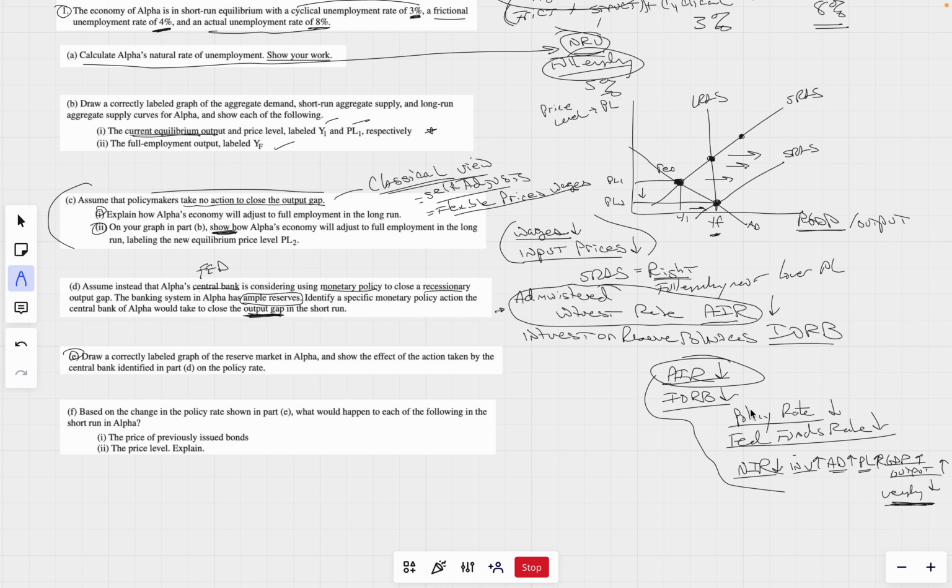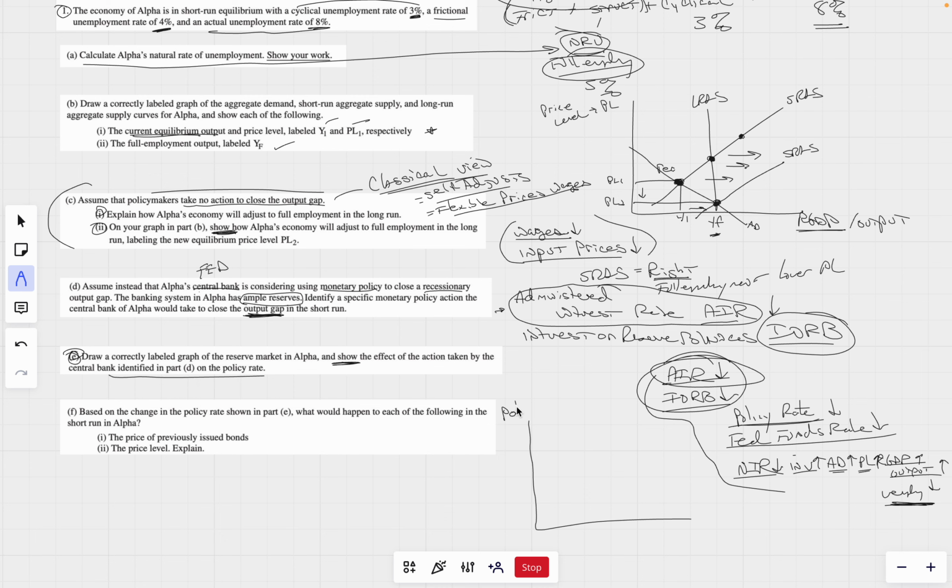But if we had to explain, let's go into it for a second. Again, the Fed would lower the administered interest rate or the IORB. Either one of these goes down, they're going to lower the policy rate. And we're going to draw that graph right now. In essence, it looks like this. This is our reserves graph. Let's read it. Draw a correctly labeled graph of the reserve market and show the effect of the action taken by the central bank on the policy rate.